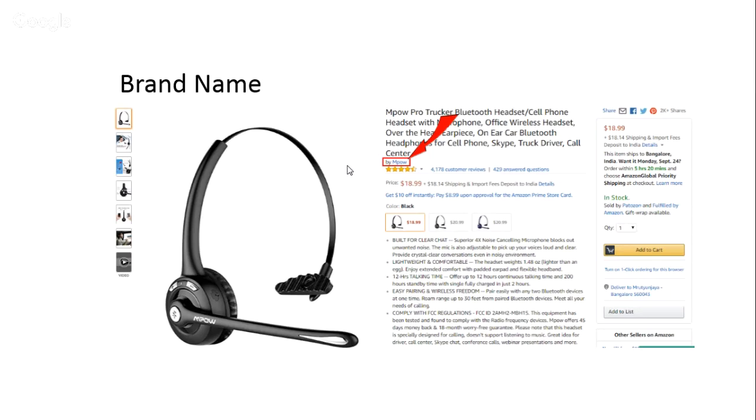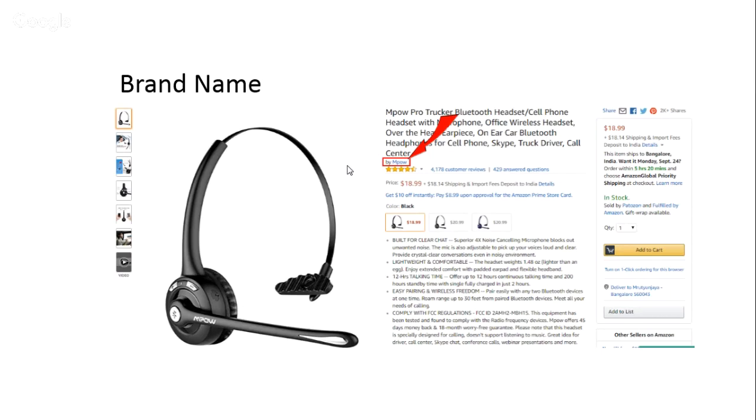But there are ways which can be done, by scaring the sellers who are doing that. I'll talk about all those things in advance level.